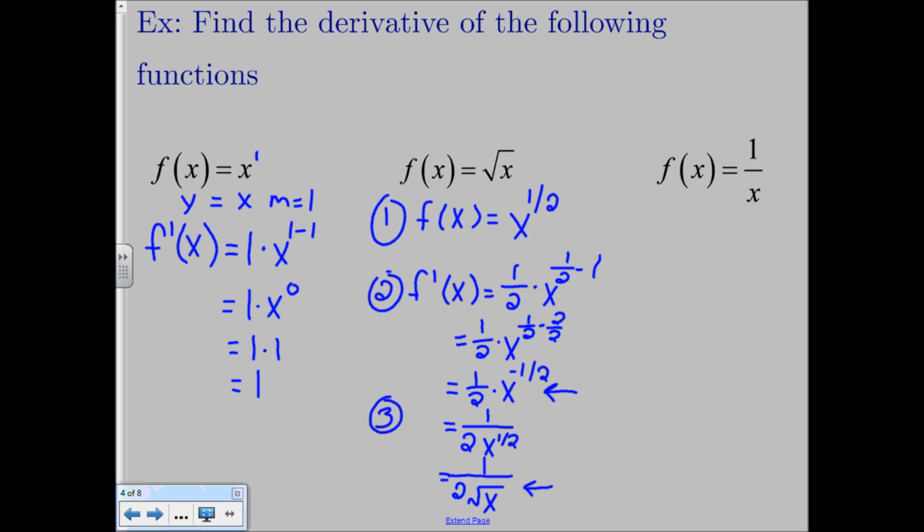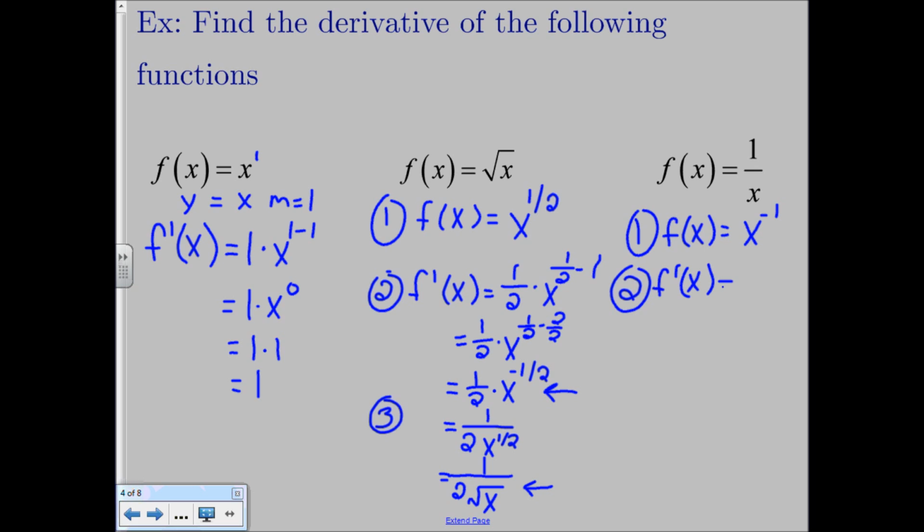Okay, so last one on the page. So let's again rewrite our function over here. So f of x equaling 1 over x. That's the same thing as saying x to the negative first power. Those negative exponents bring things into the opposite side of a fraction. Okay, so now we're ready for step 2, applying our power rule.